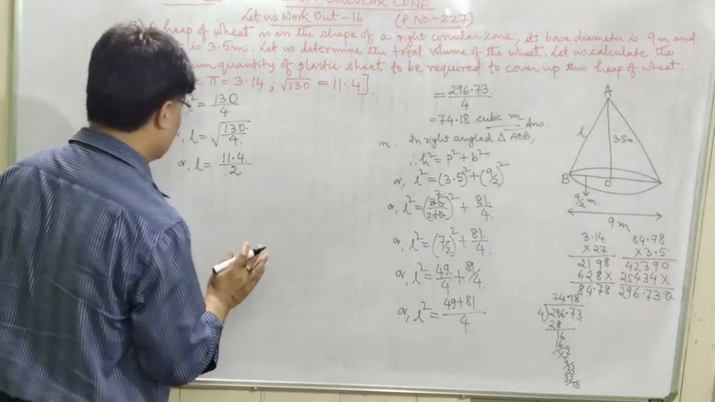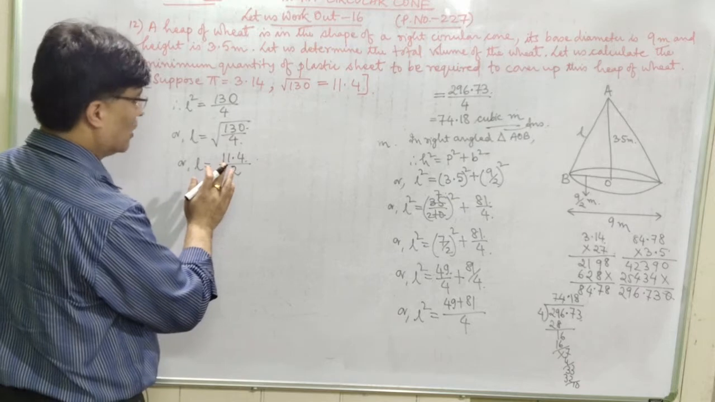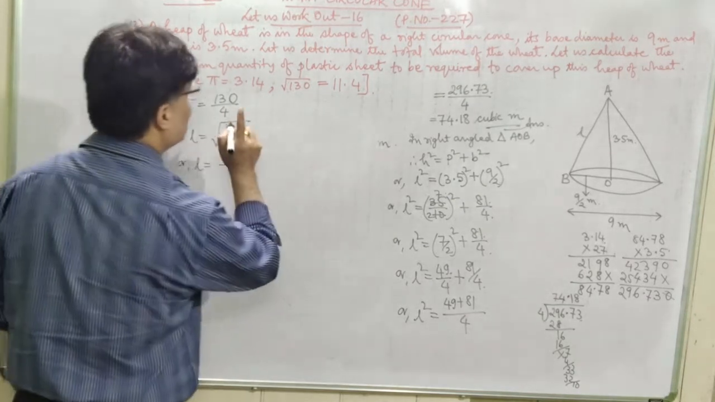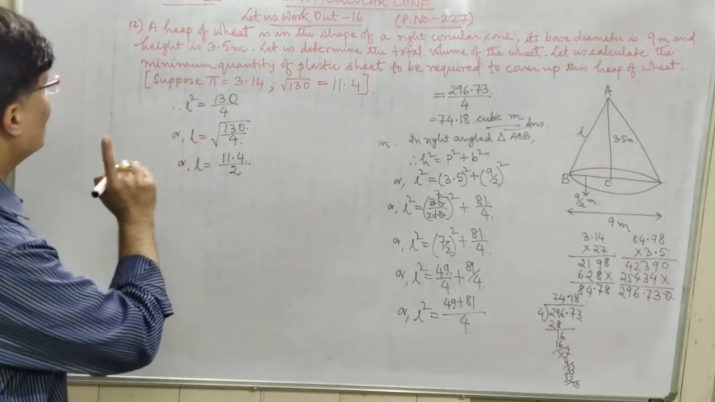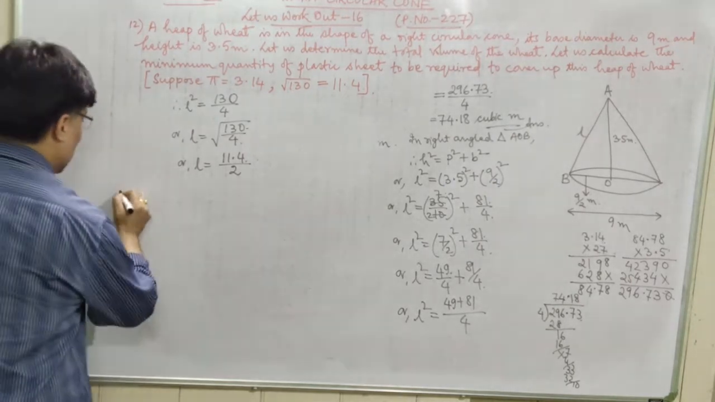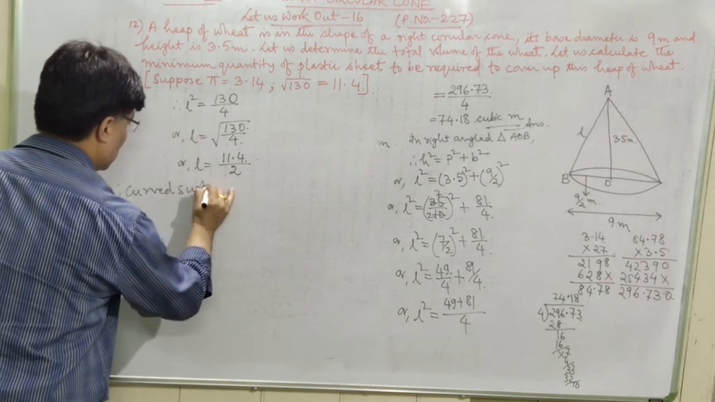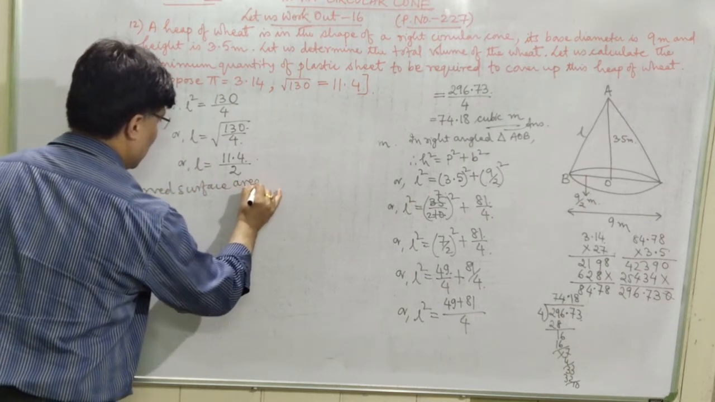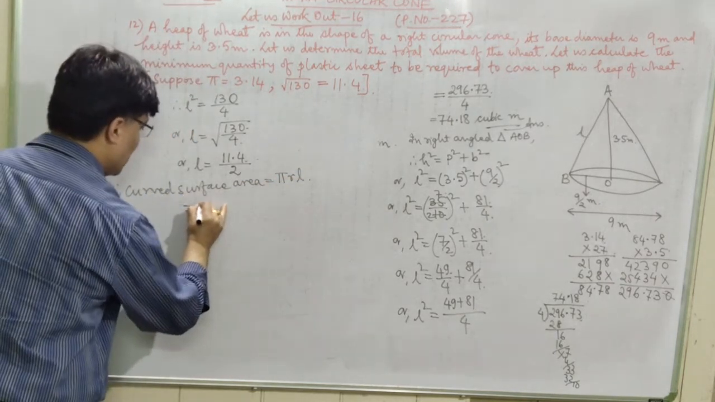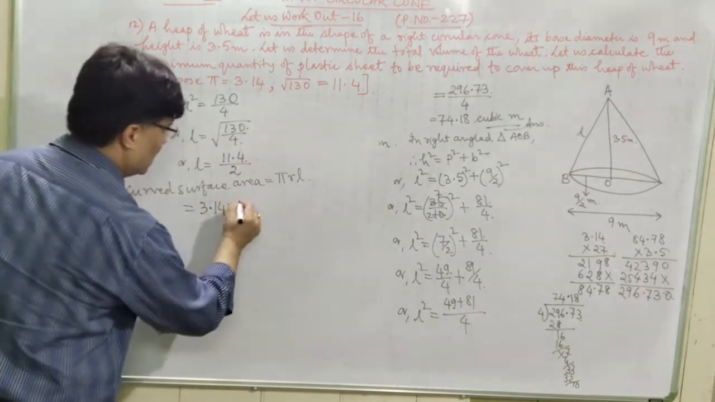I think you have understood it. So let us divide it again. Okay, or you can keep it as it is. Let us find out the minimum quantity of plastic sheet that is required to cover up the heap of wheat. That is the curved surface area. So curved surface area is equal to, what is the formula? It is pi RL. Pi means 3.14 into, what is the radius?